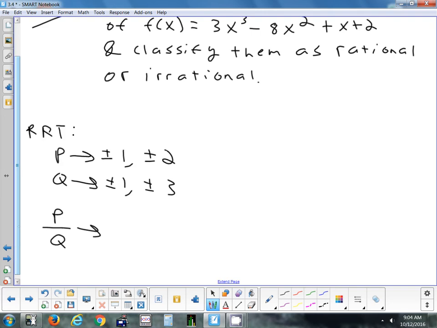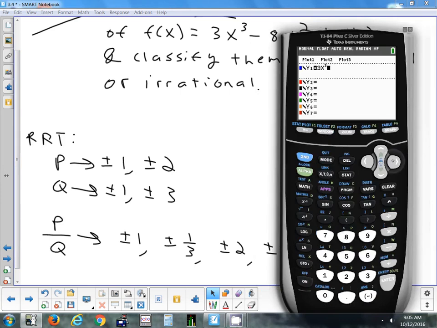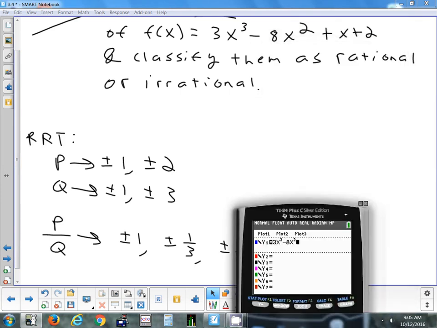Okay, what's one thing I could have? Yep, 1/3. What else? 2. And 2/3. So if this graph crosses at a rational number, it's somewhere between 2 and -2. That's my limit on my x-axis. Okay, let's type it in and see what we get. All right, so we have 3x cubed minus 8x squared plus x plus 2.